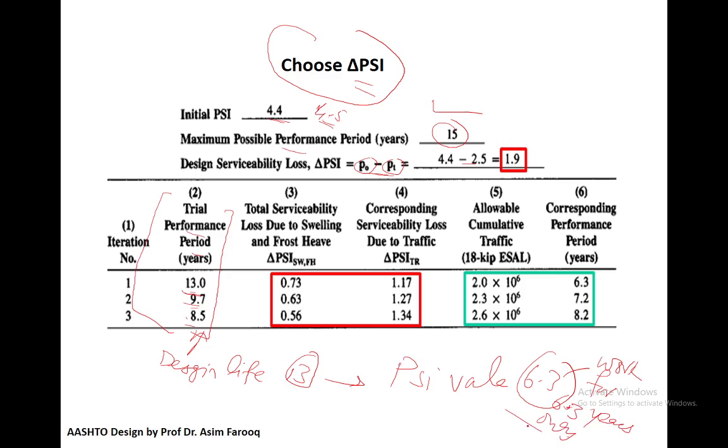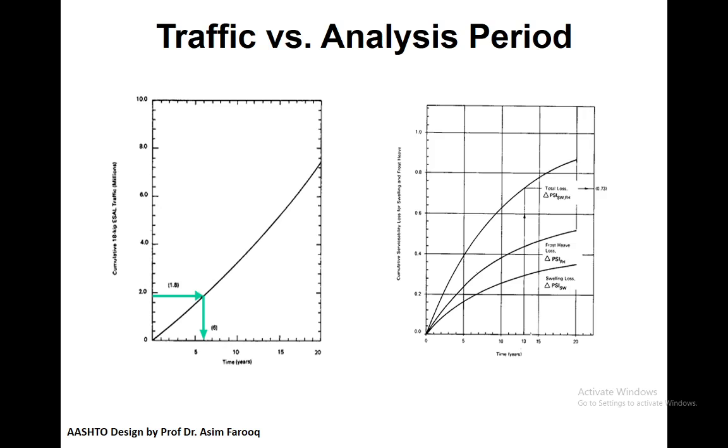To bring that specific figure, as you can see here, for example, we would like to design it for 13 years, but because of the losses in serviceability due to different factors, the actual value reduces from 13 years to 6.3. Similarly, from 9.7 to 7.2, and from 8.5 to almost 8 years. So this is basically the performance period for which it will actually work.